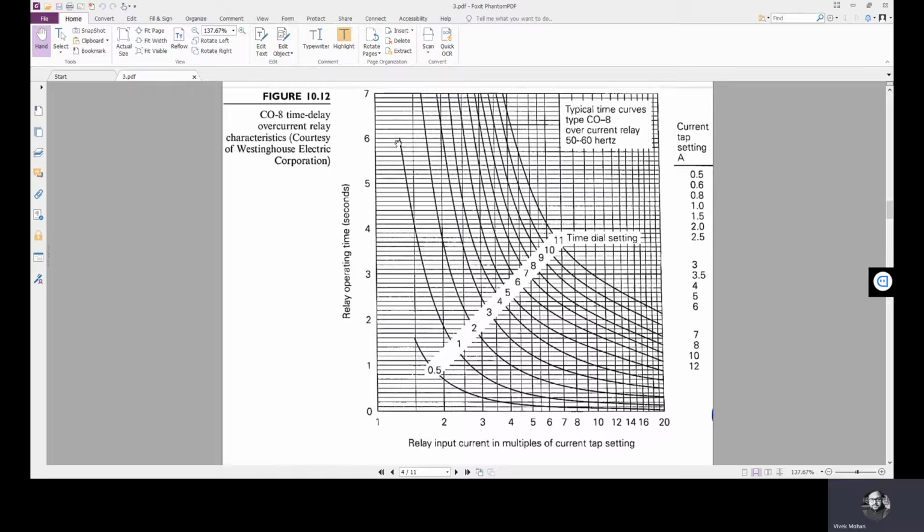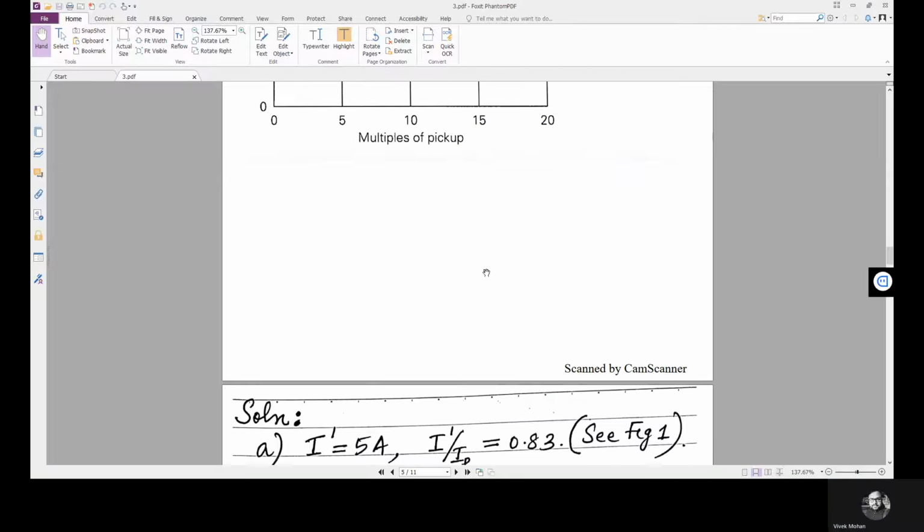This curve starts at this point, at 6 seconds. But 0.83 is less than 1; the multiple of current tap setting, which we obtained as 0.83, is less than 1. At 0.83, there is no curve. There is no time, so the time is 0 here.